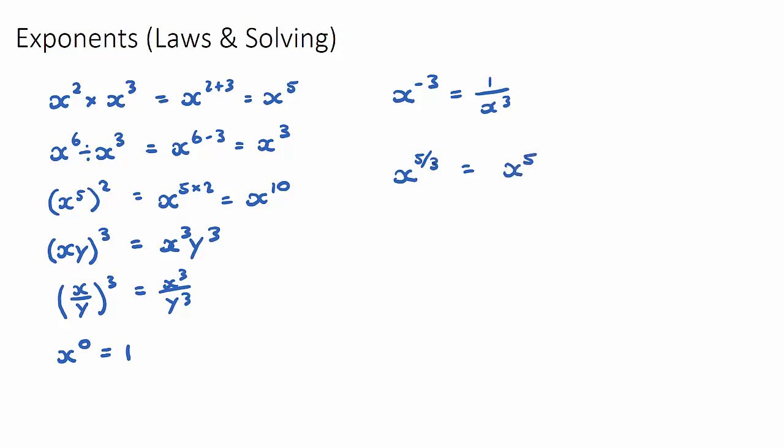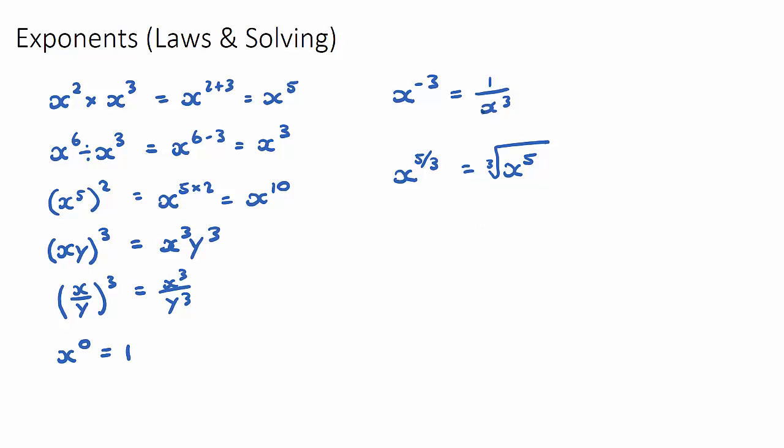And what the bottom number is, this is the root. So if this is a 3, it's the cubed root of x to the power of 5. So if you have a fractional power, the bottom number is the root, and the top number is what's going to stay on top of the x. Now, if this is a 2 on the bottom here, it's the square root, and we actually don't need to write a little 2 here. The square root, if we don't have a number, we assume it's a 2.